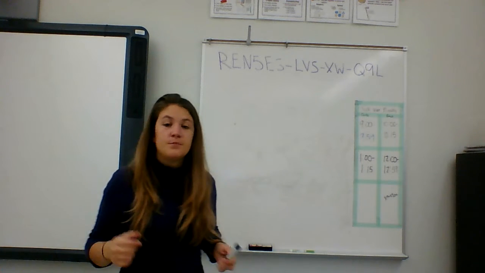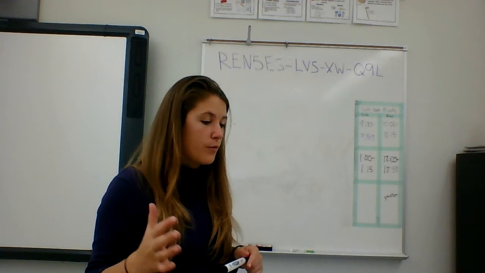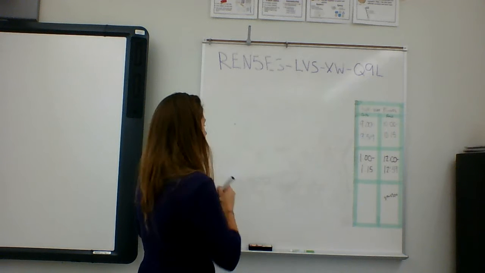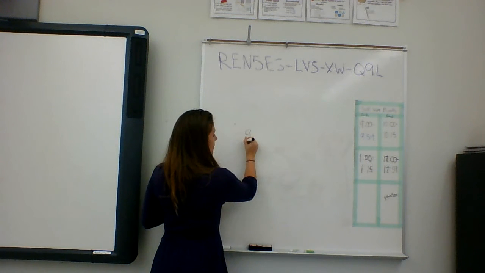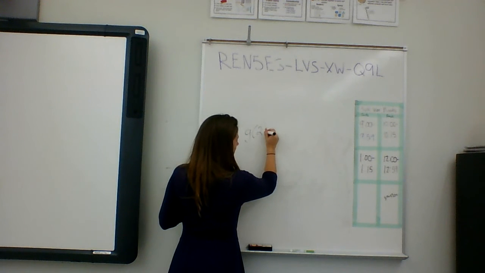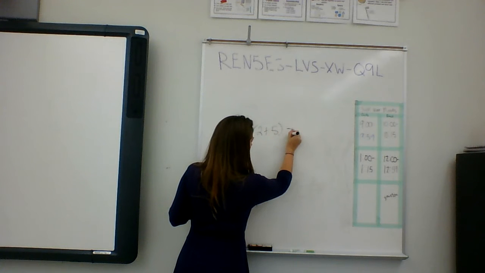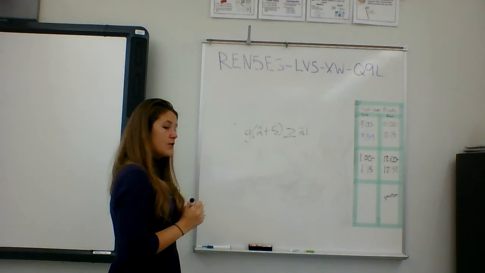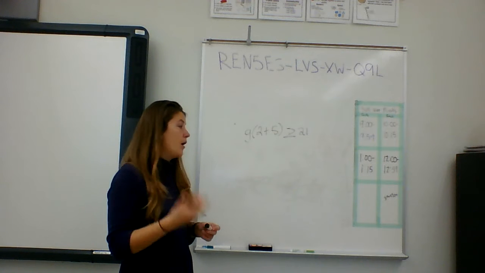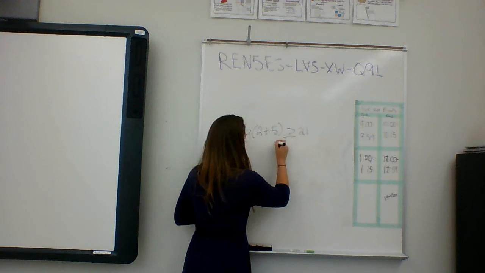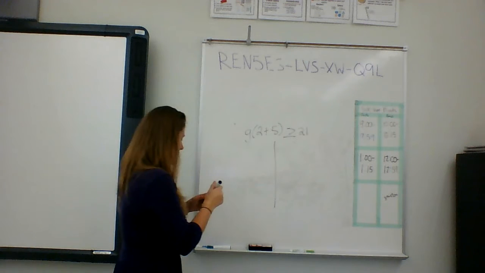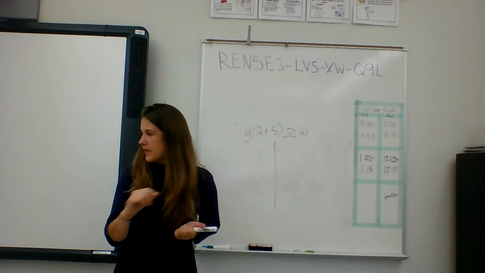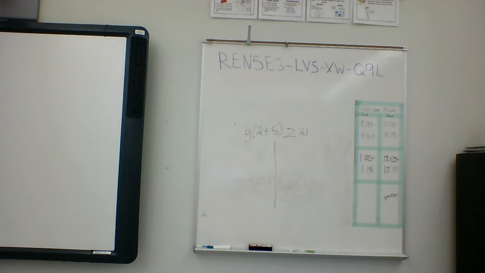All right, if you hit play right now, you're ready for the second example. Our second example is g times the quantity 2 plus 5 is greater than or equal to 21. Now, there's two different ways you can do it. So on your paper, I would draw a line down the center, and I want to show you two different possible ways.